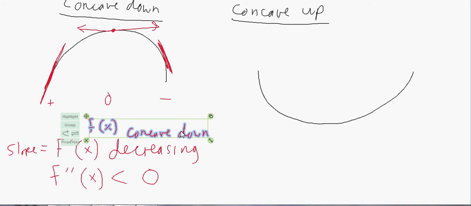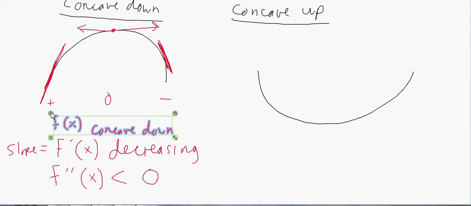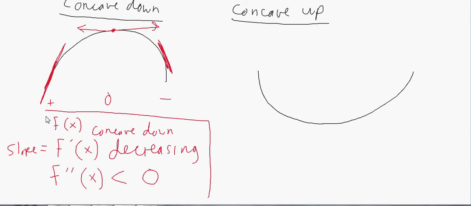F of x concave down, f prime of x decreasing, and f double prime of x less than 0, negative, all mean the same exact thing for f of x. So if you're told f prime is decreasing, that means the slope is getting smaller and smaller and smaller. So here, again, this is just a picture of this, positive to 0 to negative.